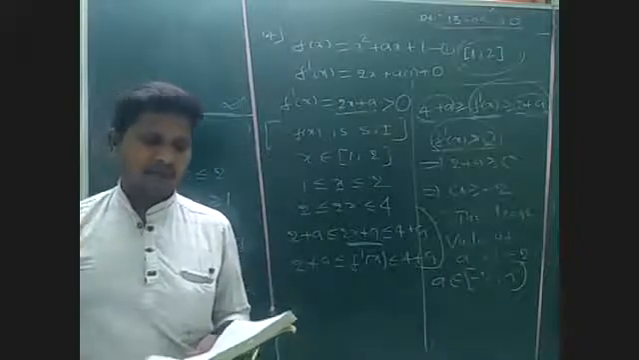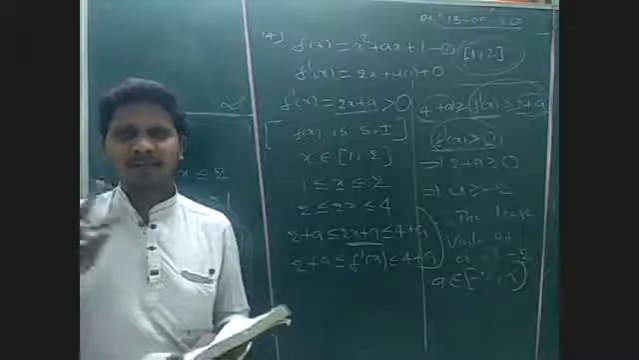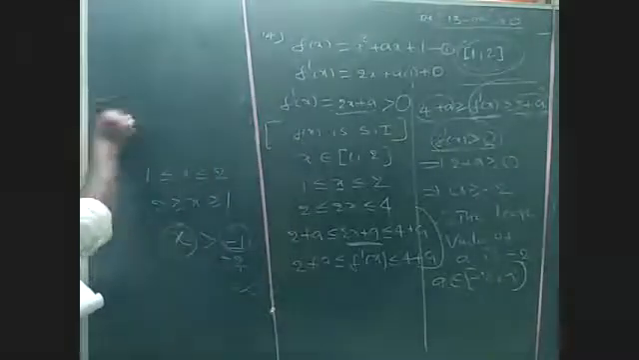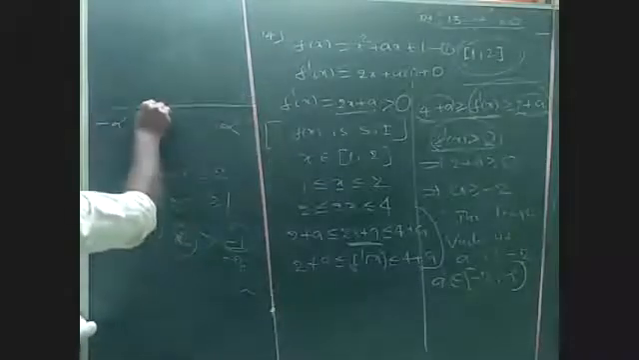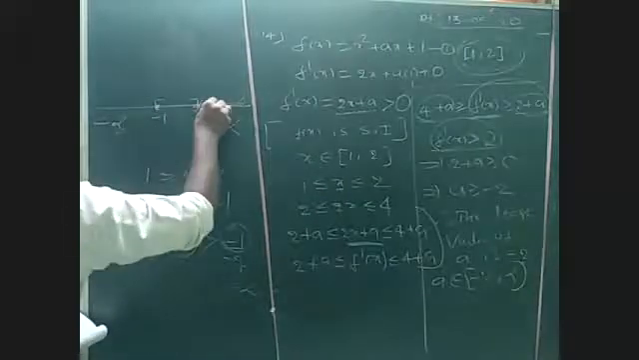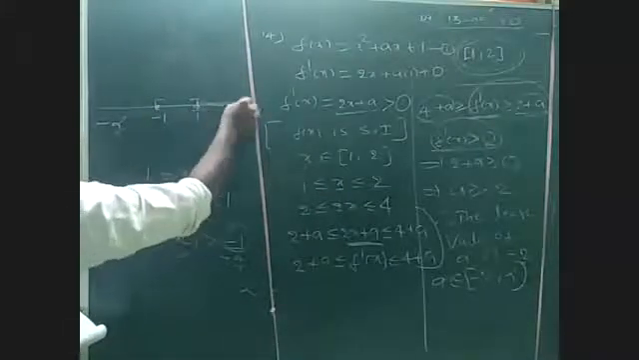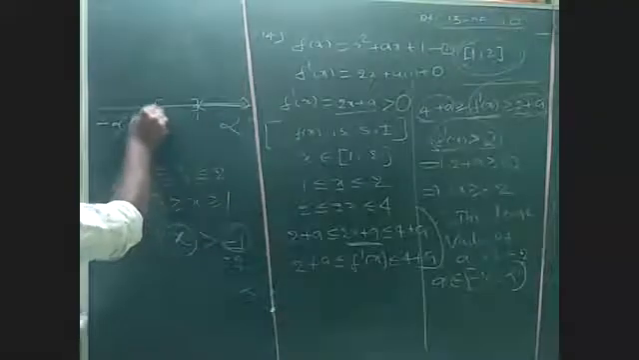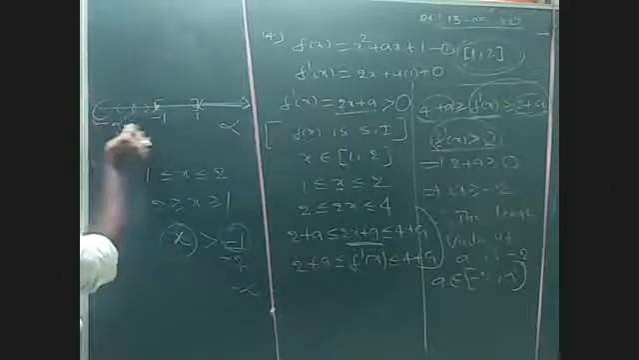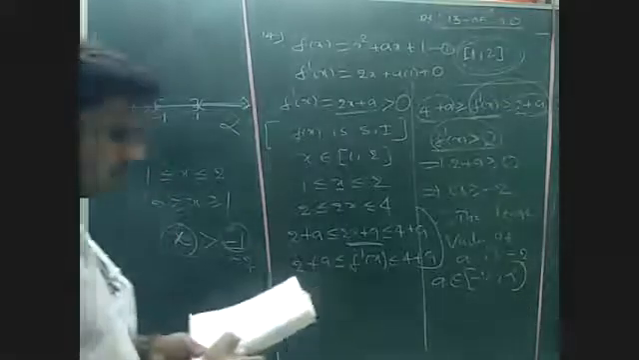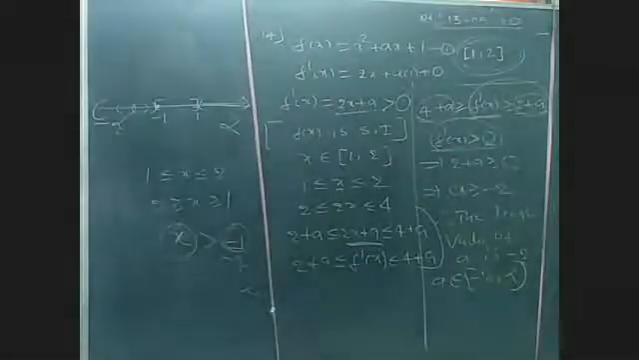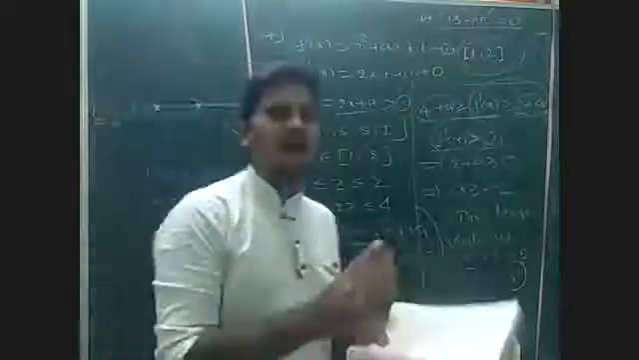Capital I is any interval disjoint, nothing but except that interval, we can take any other interval on the real line. If it is the real line, minus infinity to infinity, they give the interval minus 1 to 1. Except this, you can take any interval, like 1 to infinity, or minus infinity to minus 1, any sub-interval. In that interval, we can show that the given function is strictly increasing.